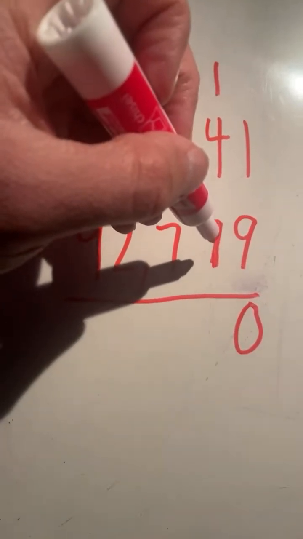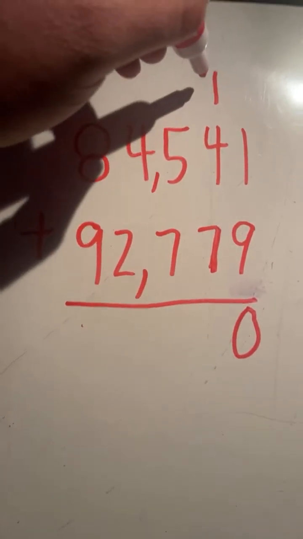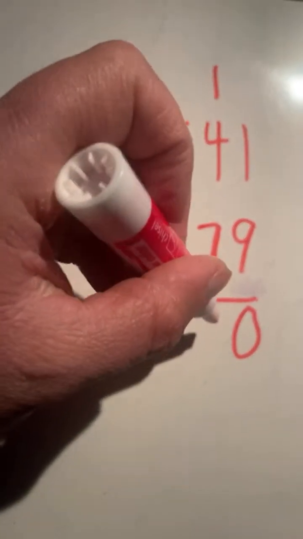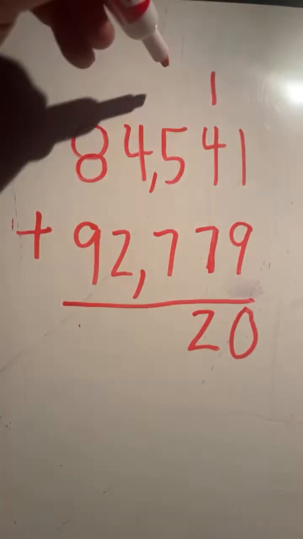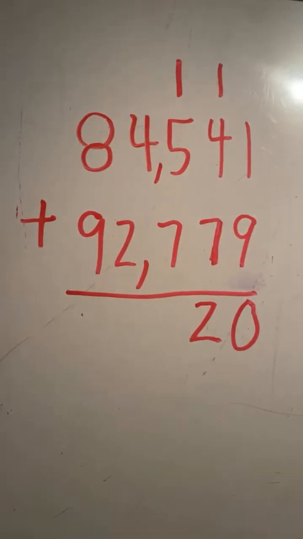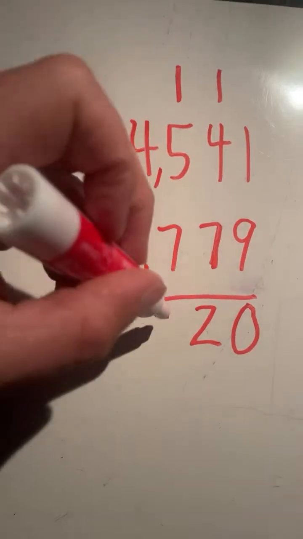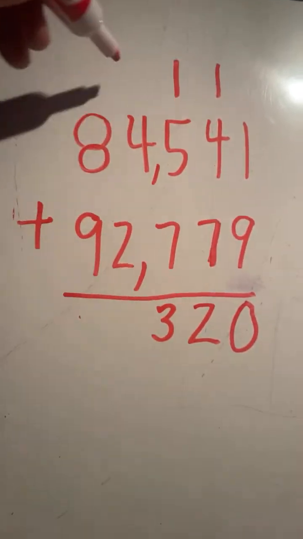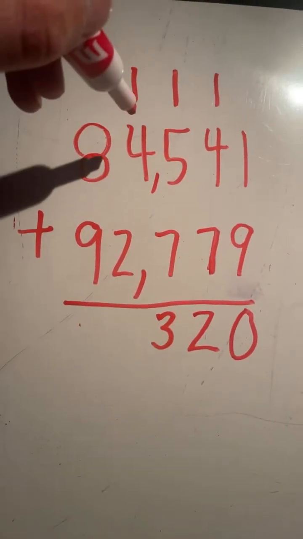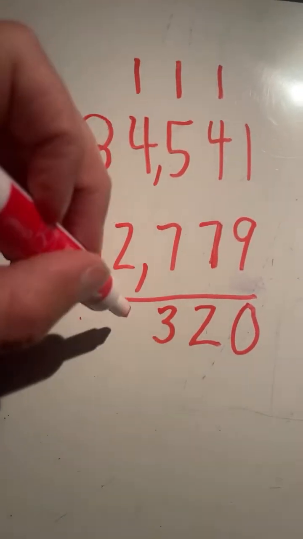4 plus 7 equals 11. We have the one that we carried over to add to that. It makes it 12. So the 2 in 12 goes in the tens place. The 1 in the number 12 gets carried over to the hundreds place. 5 plus 7 equals 12, plus 1 equals 13. Again, we regroup. 3, carry the 1. 4 plus 2 equals 6, plus 1 is 7.